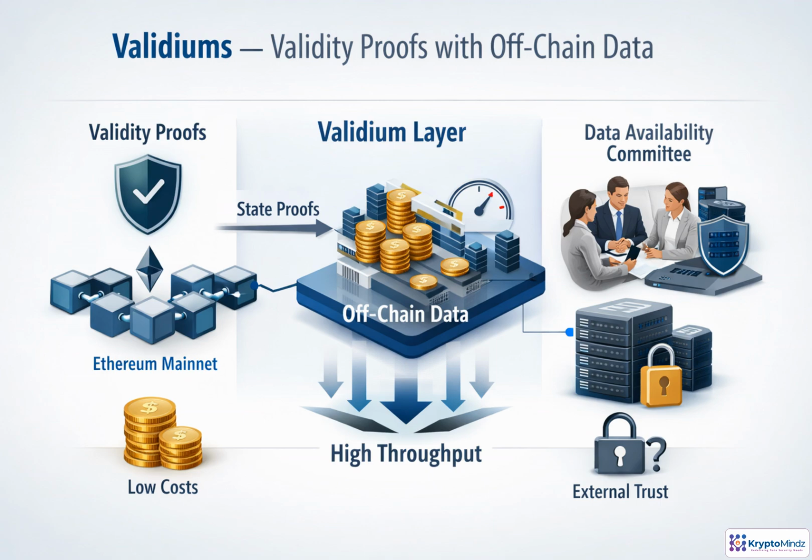A validium keeps the ZK-Rollup idea of proving correctness, but changes where the data lives. Ethereum receives validity proofs, so invalid state transitions should be rejected. However, the transaction data needed to reconstruct state is stored off-chain. That can make validiums cheaper and faster, especially for high-volume applications. The trade-off is availability. Users must trust a committee or external provider to keep the data accessible when they need it.